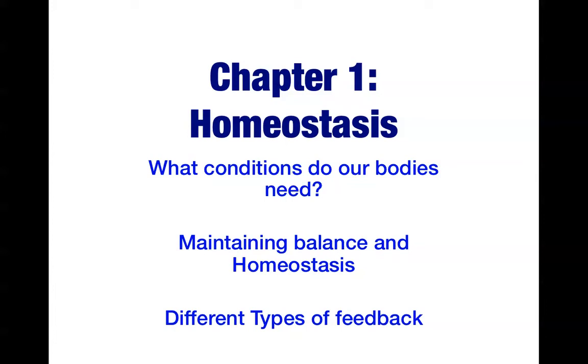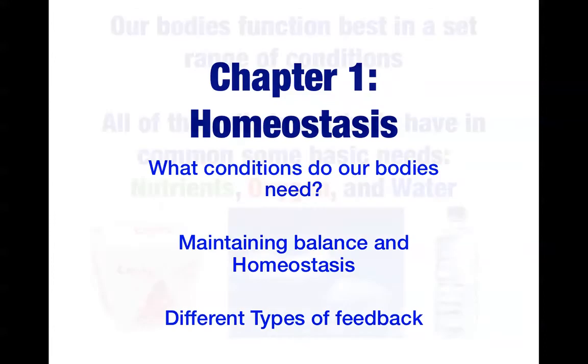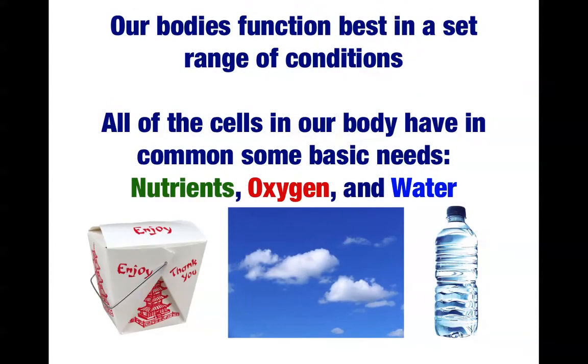So for example, it might be dry or humid outside, it might be hot or cold, but basically we're going to see how our bodies maintain a stable internal environment in the face of these changing outside conditions. In order to live, all the cells in our body normally need some nutrients, oxygen, and water, among other things. Of course, we need to eat, drink, and breathe to satisfy these demands.